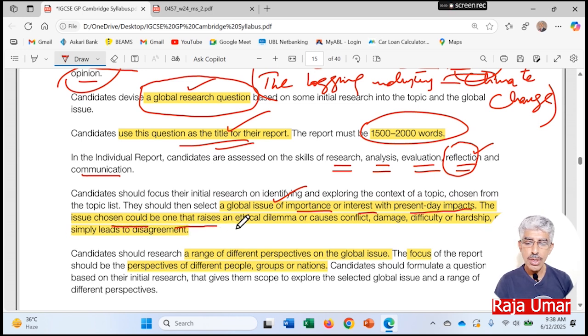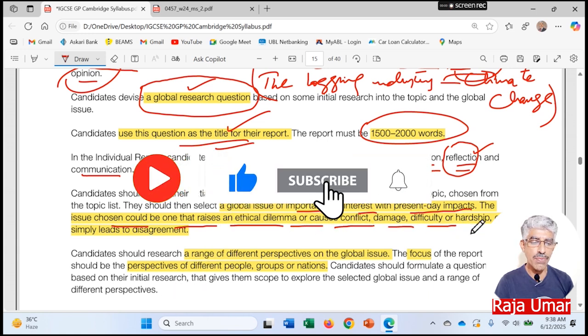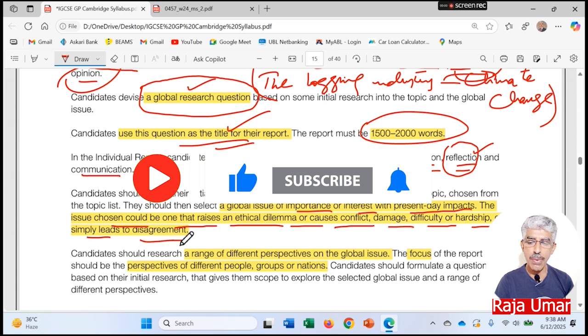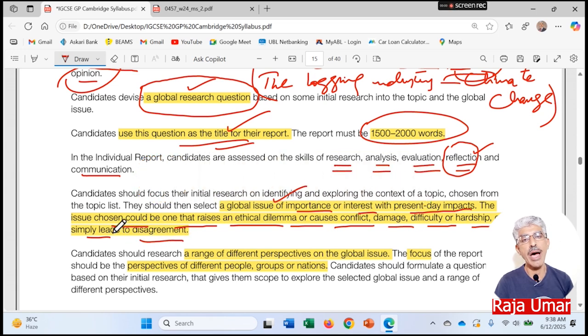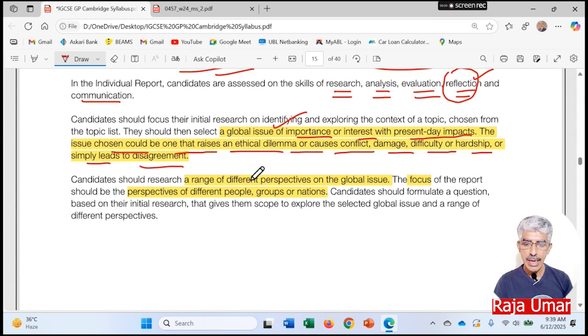The issue chosen should be one that raises an ethical dilemma or causes conflict, damage, difficulty or hardship, or simply leads to disagreement. I mean, it must be a debatable question, that must be having some issue highlighted over there and must be having some sort of disagreement over there, that the people might be having different views and opinions on that question, right? So that sort of question you can devise. Candidates should research a range of different perspectives on the global issue, right?